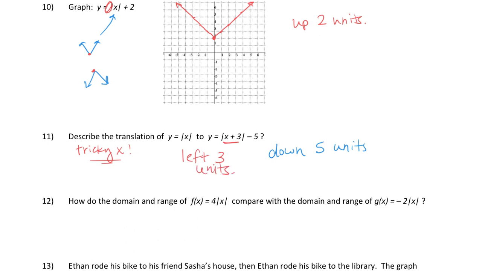And those are the only 2 changes from our original function, absolute value of x. We have the x plus 3, so we go to the left 3 units, and the minus 5 in the end is going to shift down 5 units.